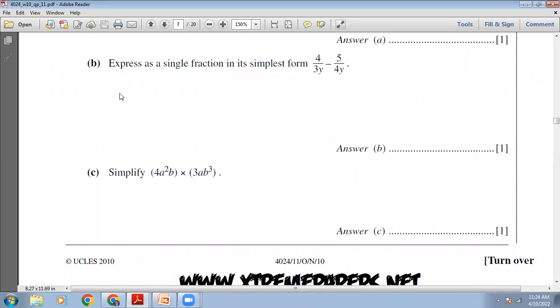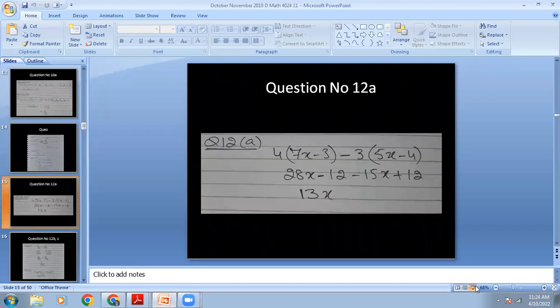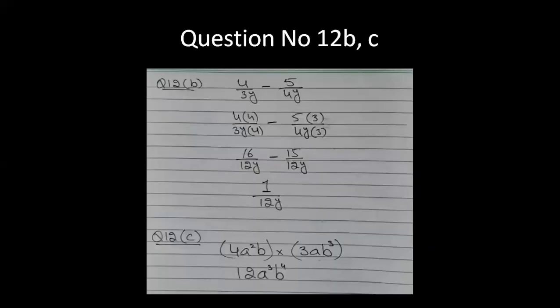Express as a single fraction in its simplest form. You have 4 by 3y minus 5 by 4y. So here the denominators are not the same. If you multiply this fraction upstairs and downstairs with 4 and this fraction upstairs and downstairs with 3, the denominators will become the same, and then it will become very easy. So when you multiply, you get 16 by 12y minus 15 by 12y. So 16 minus 15 will be 1, so it will be 1 by 12y.